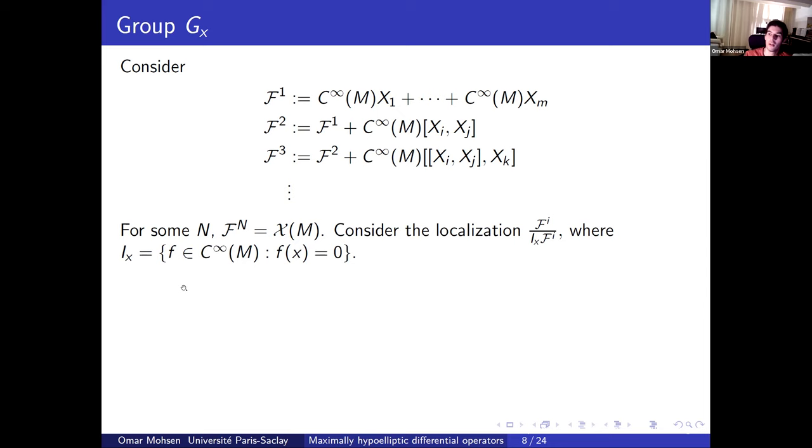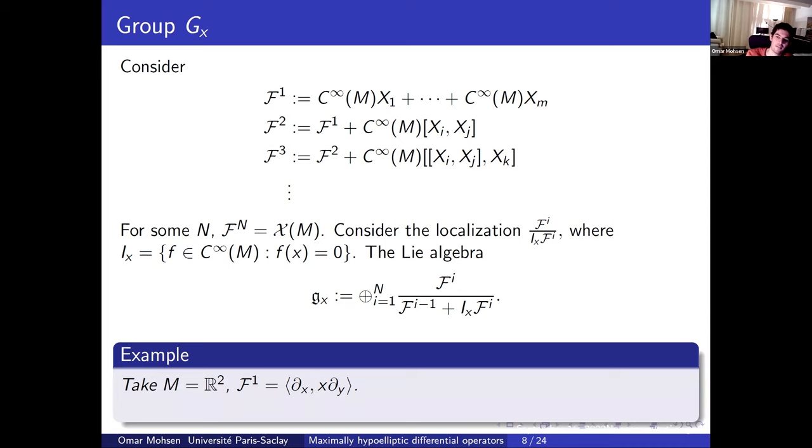Now, we localize them. So the Lie algebra of the Lie group is this quotient. So it contains a localization, but we also kill anything of lower order. In some sense, I still didn't define, of course, the Lie bracket, but this space contains the only relations you care about from the Hörmander vector fields. It's precisely the only thing you care about from the Lie bracket point of view. In the next slide, I will define the Lie bracket. But let me just give you an example of what it looks like as a vector space.